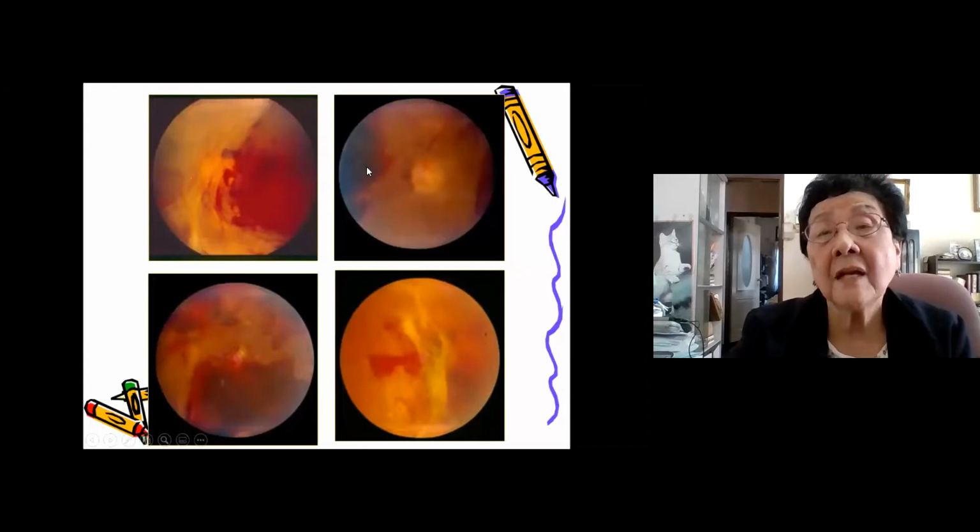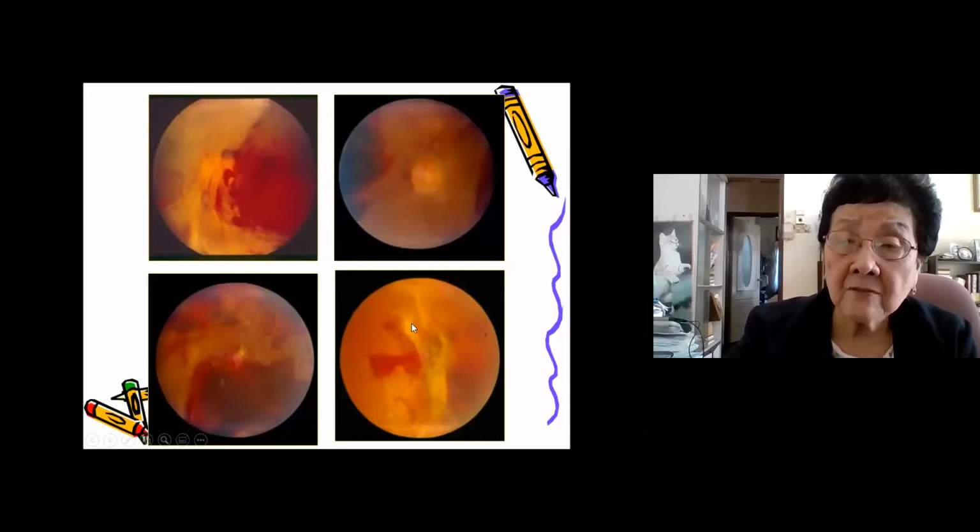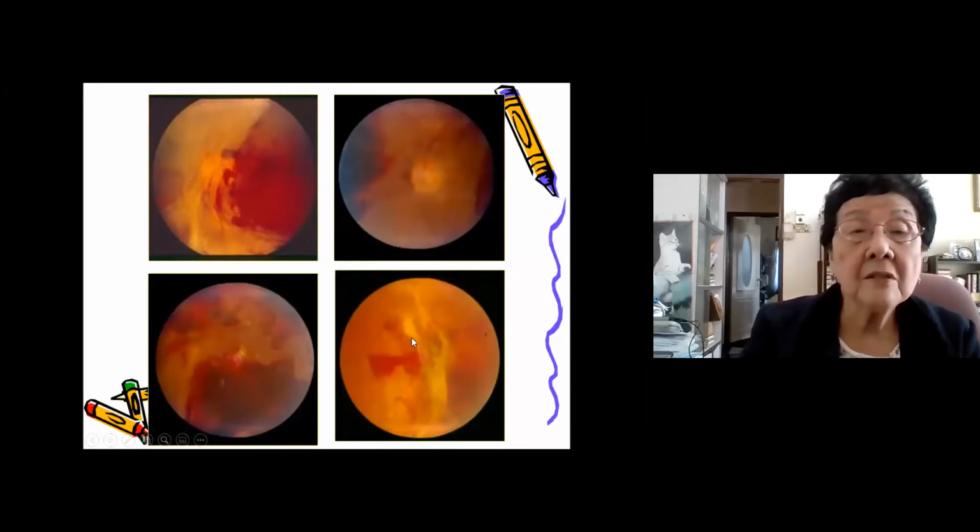Then you can see in this one there is pre-retinal hemorrhage. Here again, you're getting hemorrhages. The problem with hemorrhages is they get resolved and they produce these very dense fibrovascular bands which attach to the vitreous and to the retina. And because of traction, they pull the retina away and the patient loses sight.